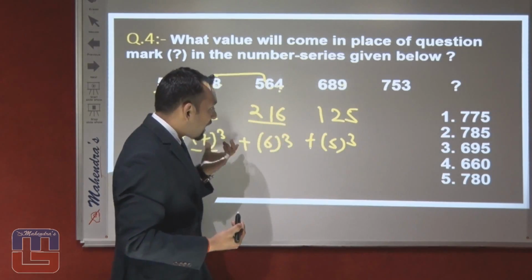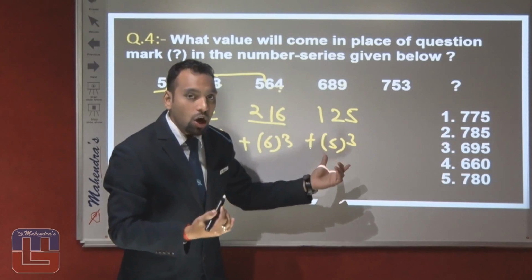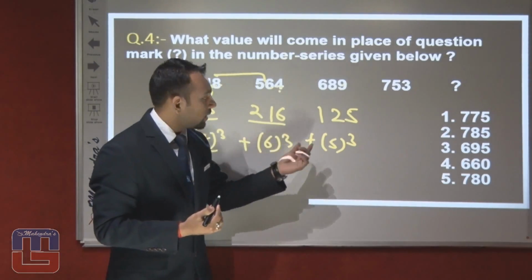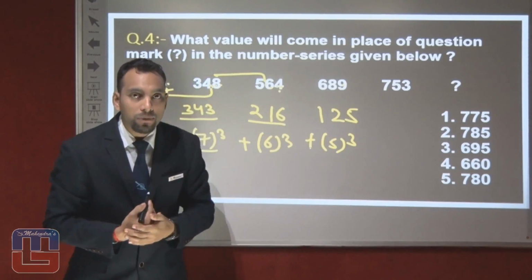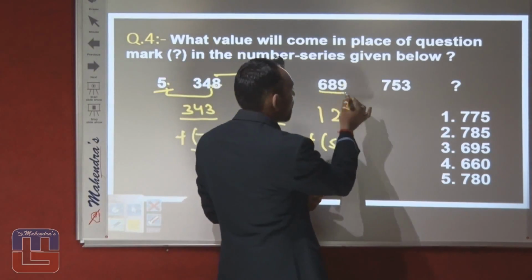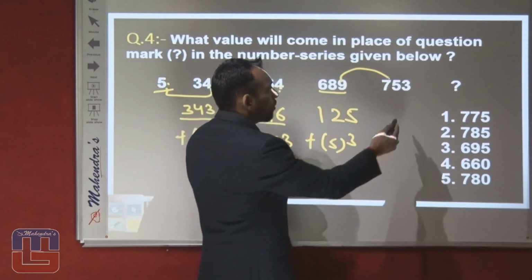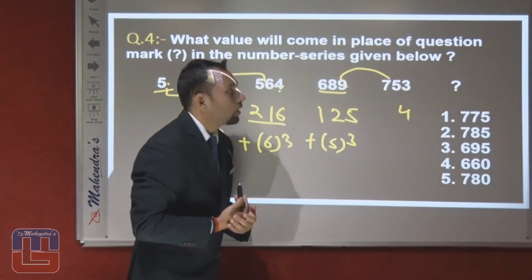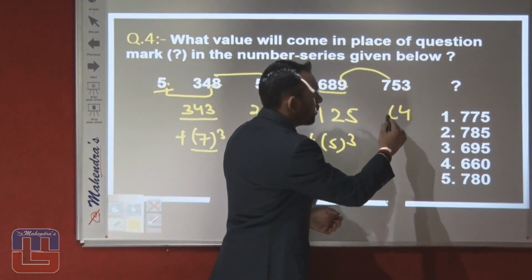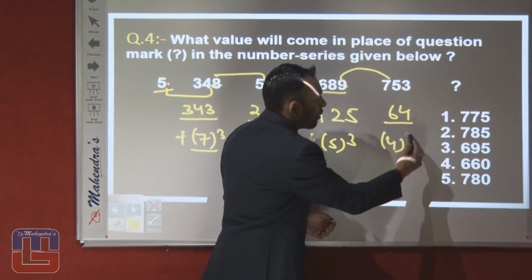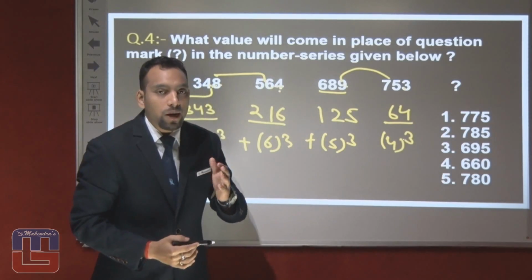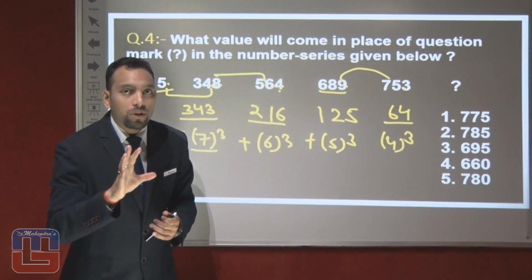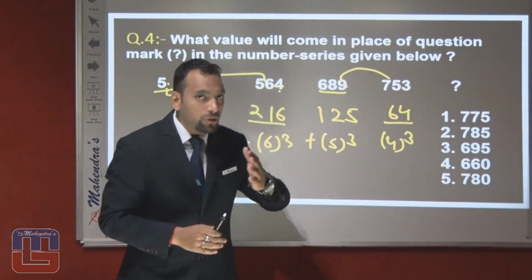Now see, these are in decreasing order. Start from 7, then we move to 6, then 5, next one will be 4. So this one you can clearly say, now 13 minus 9 you will get 4, and here 64, and this can be written as 4 cube. So if you have to find the next one, then you will have to add the cube of 3, because after 4, 3 will come.